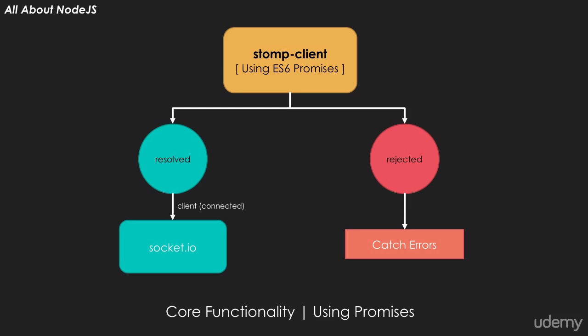On the other hand, the rejected state will bubble up the error from the Stomp client so that we can catch and display it on the console or log to a file. Now, this won't be a comprehensive case in promises, but will give you a taste of the way you can use it natively with ES6. So, with that said, let's jump back into code.